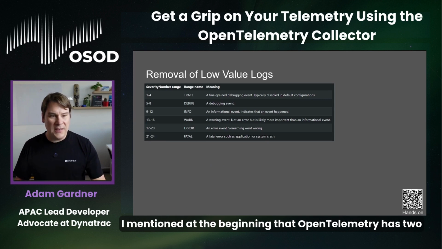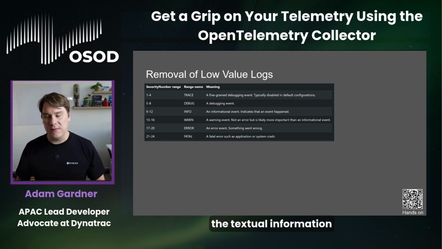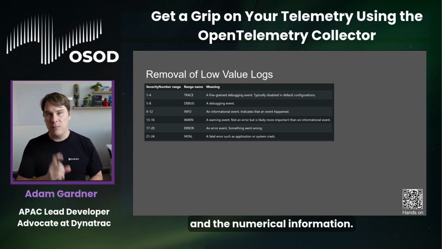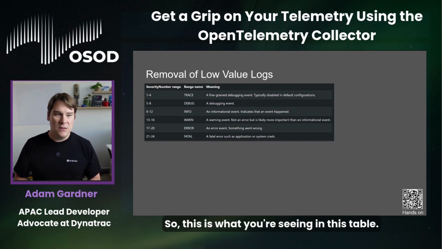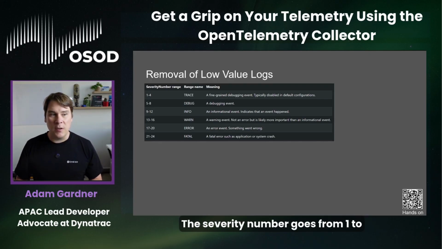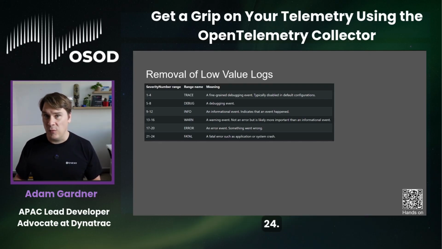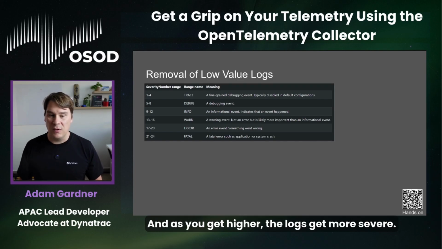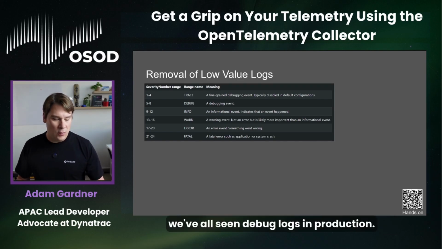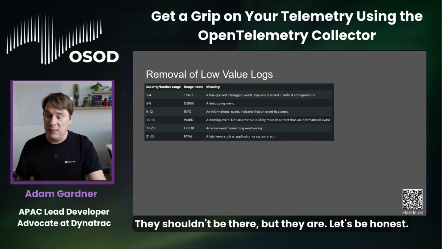I mentioned at the beginning that OpenTelemetry has two fields, the textual information and the numerical information. So this is what you're seeing in this table. The severity number goes from 1 to 24, and as you get higher, the logs get more severe. Now, we've all seen debug logs in production. They shouldn't be there, but they are, let's be honest.